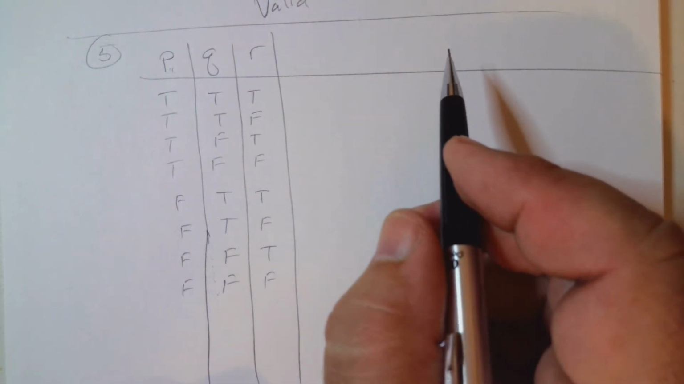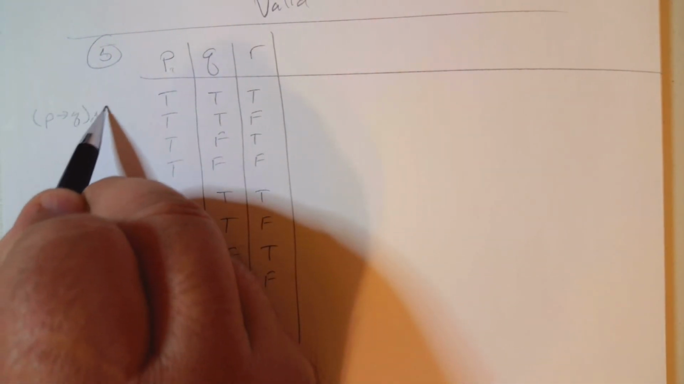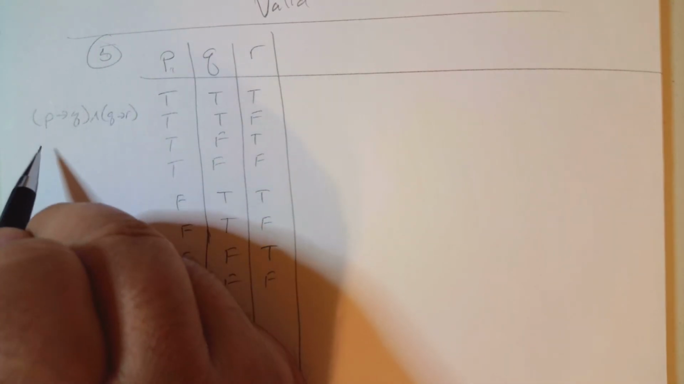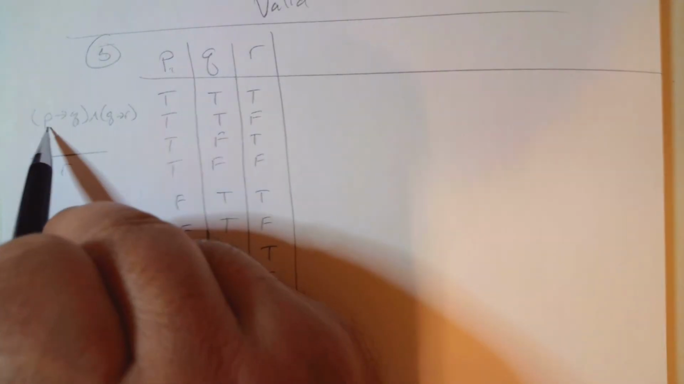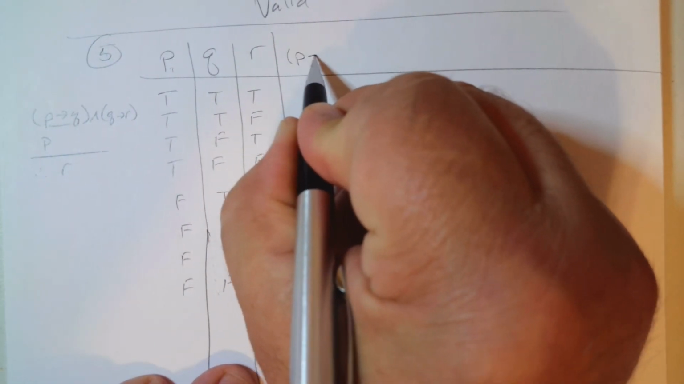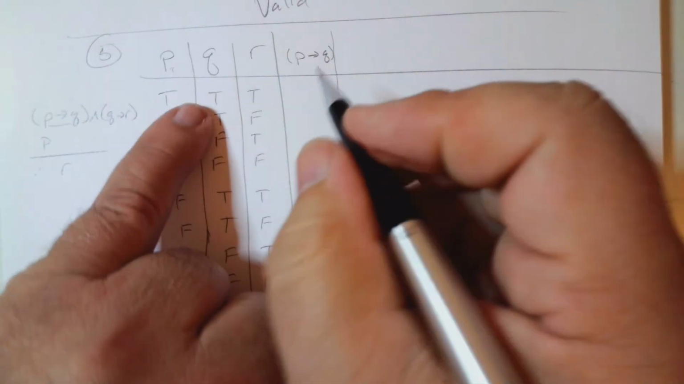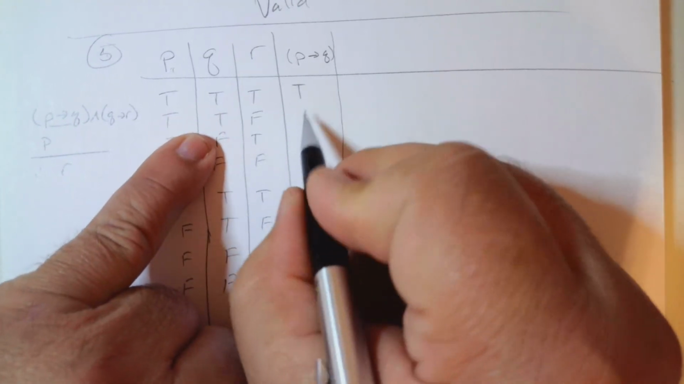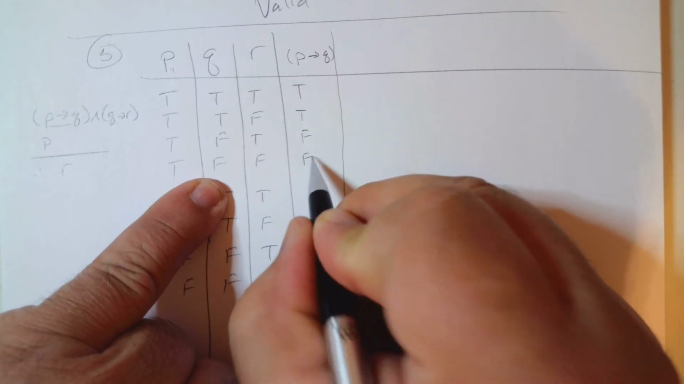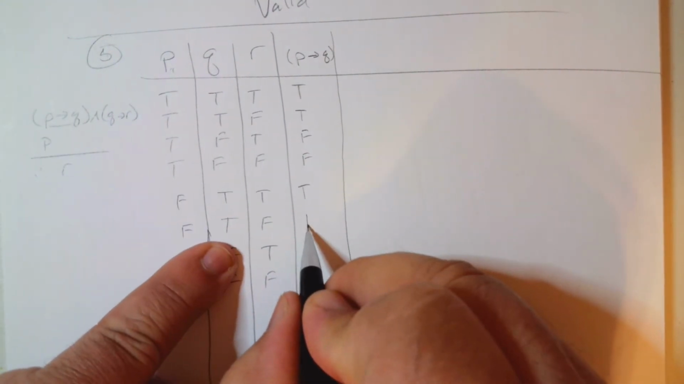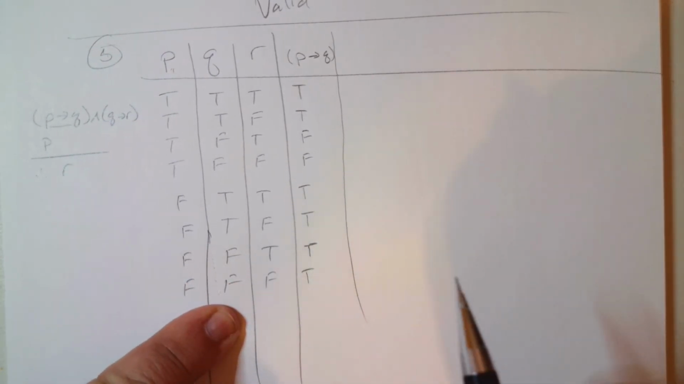So the first thing we have to do, this is the equation that we have to do. If P then Q, and if Q then R, then if P then R. So we have to do this conditional first. If P then Q: true and true is true, true and false is false, true and false is false, false and true is true, false and true is true, false and false is true, false and false is true.